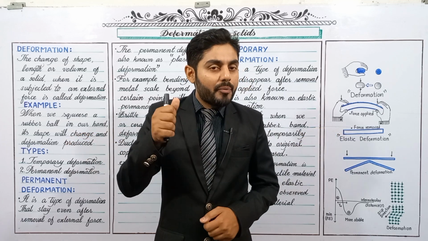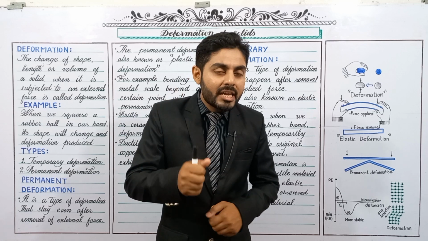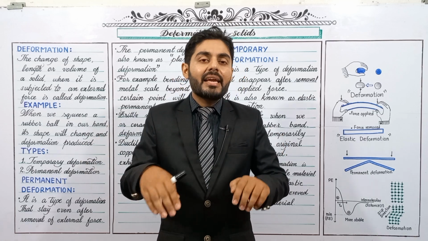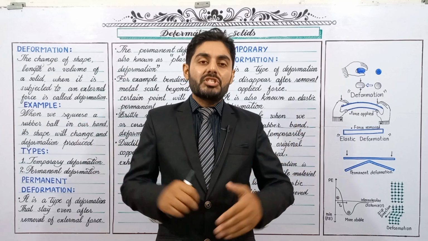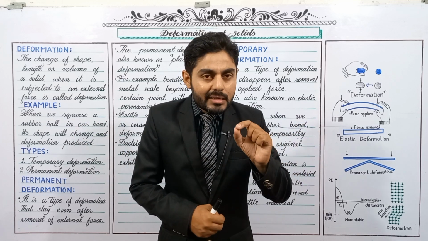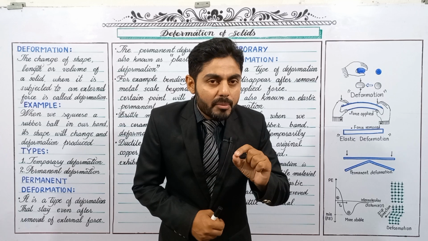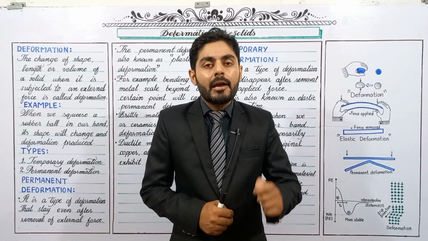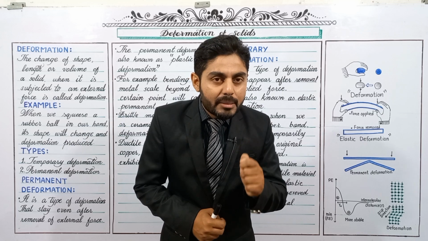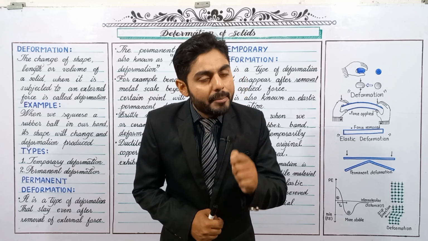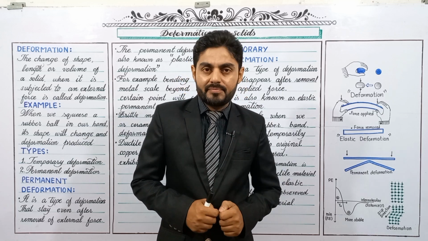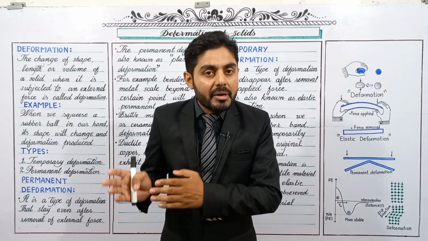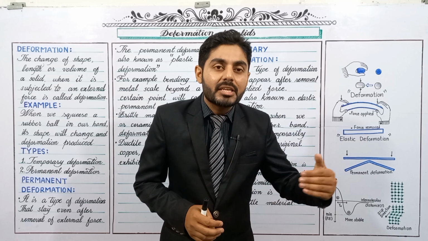It means that when you applied the force, there was some deformation. When we remove the force, again it regains its original shape. So there is some temporary deformation, but in a very short limit. So we can say that brittle material can also exhibit the phenomenon of temporary deformation, but in a very short limit. On the other hand, ductile material shows permanent as well as temporary deformation.